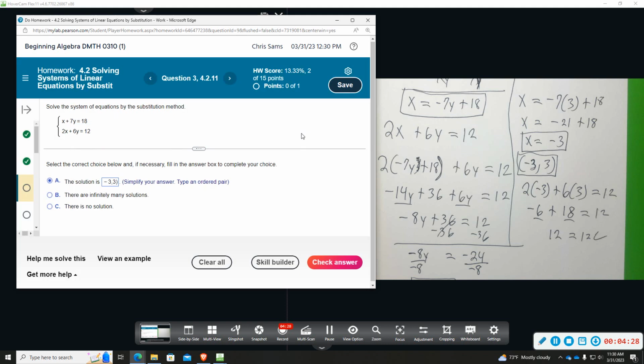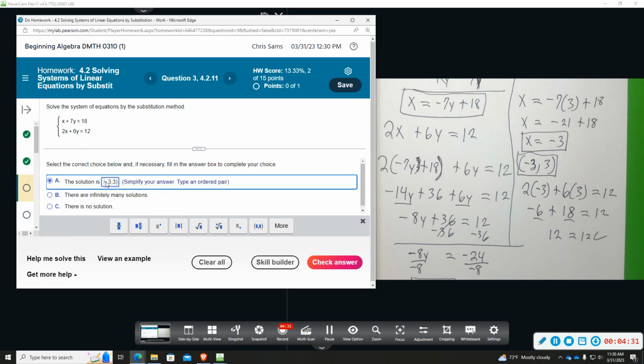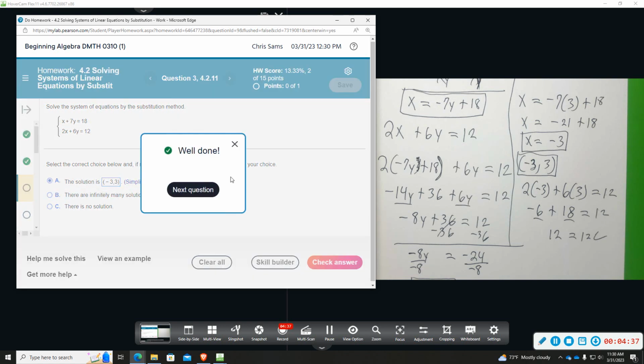Okay, so they don't like one of my responses. Oh, I didn't put the open parentheses at the beginning. Parentheses, negative 3, 3. Okay, let's check that. So be careful with the notation.